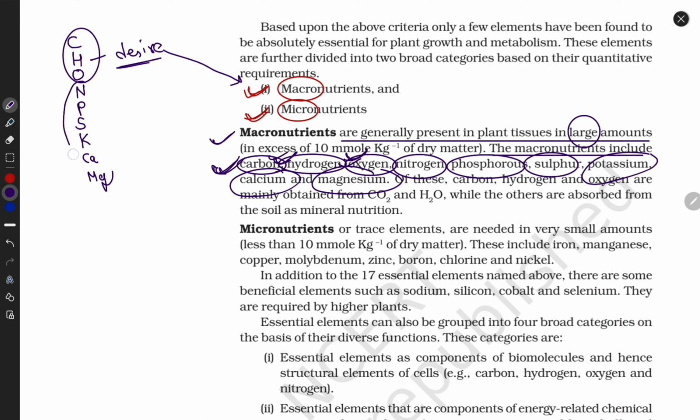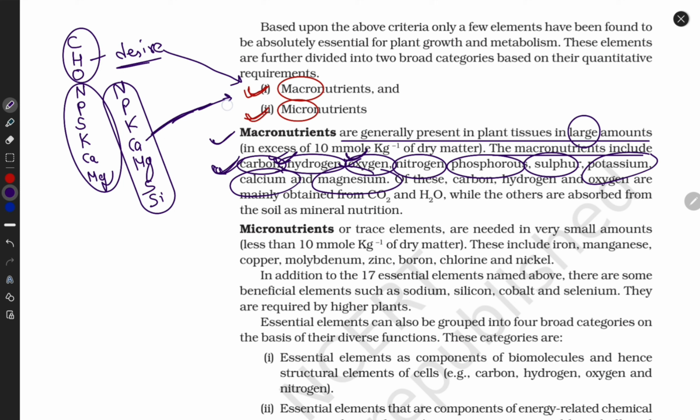And this is the NPK ka magsasi. These are also required in large amounts. These are also macronutrients. This is the simple mnemonic, guys. I'm using this term for remembering. You can also use according to your convenience.